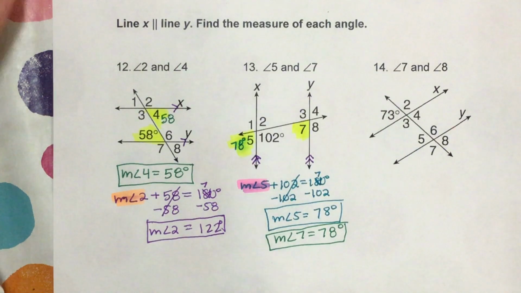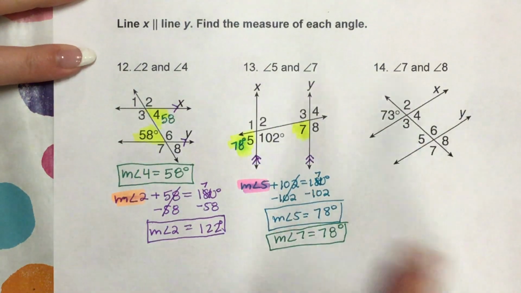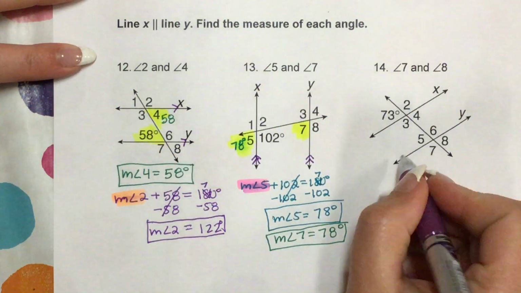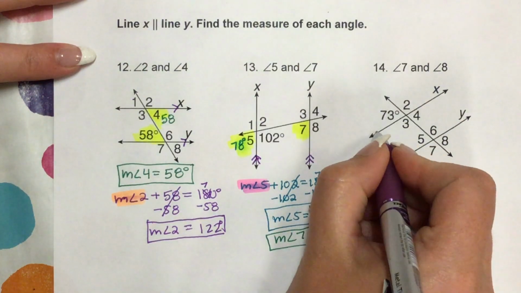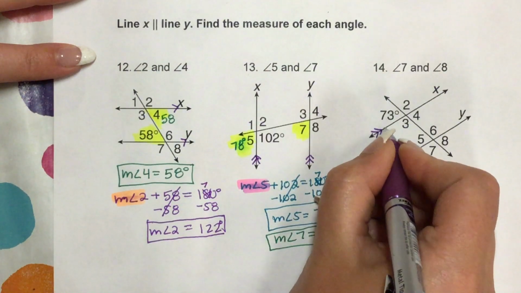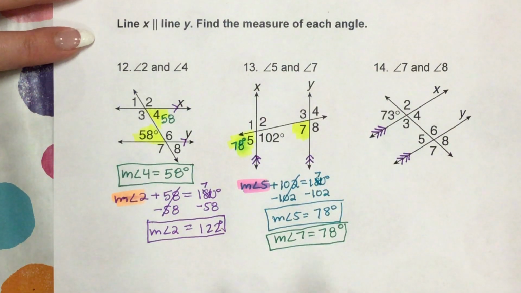On to problem 14. First off, we know that x and y are perpendicular, so I'm going to go ahead. They're not perpendicular, I'm sorry. X and y are parallel. They're parallel, so I'm going to write my little parallel marks here, except this time I'm going to have 3 of them. 1, 2, 3. They're parallel. All right, they're happy little parallel lines.